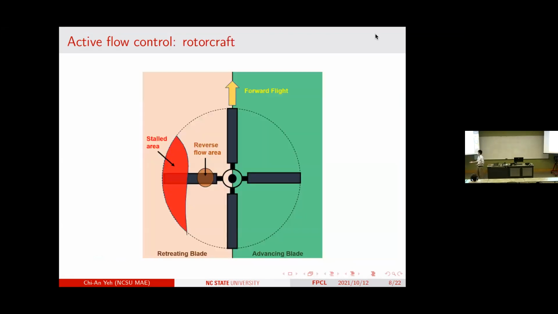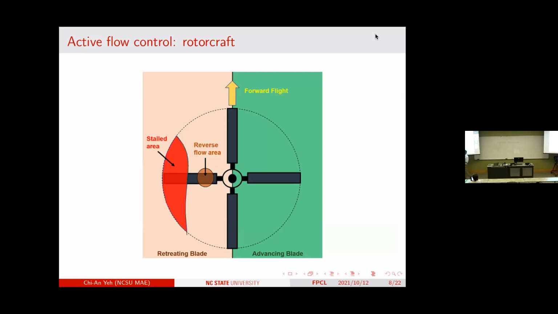Most of you might have seen this. This is a typical example of how rotorcraft or its rotor blades work, right? So you have this advancing blade, where your helicopter is moving in this direction. The blades on the right flank are moving towards, facing the coming stream, right?